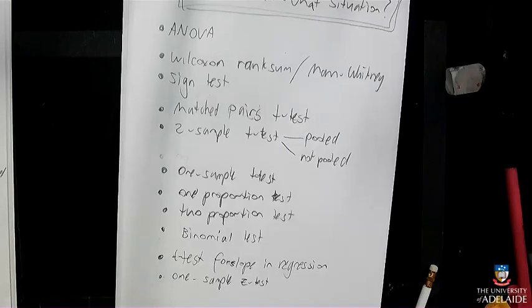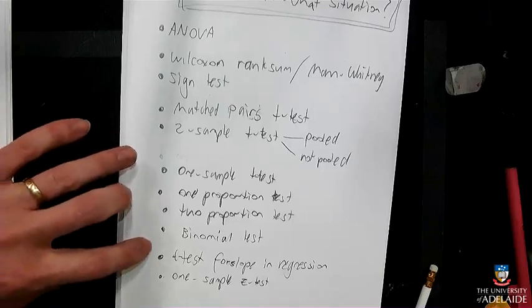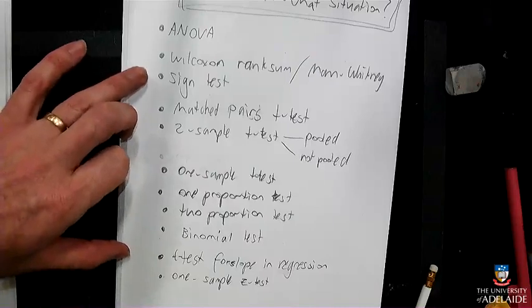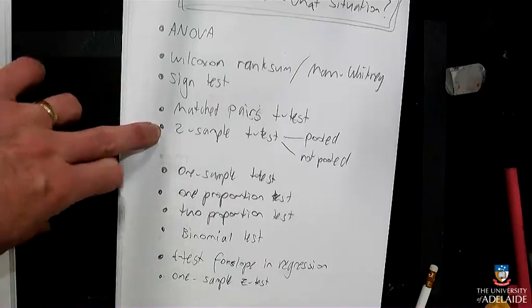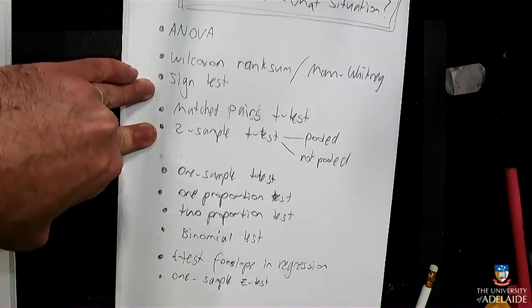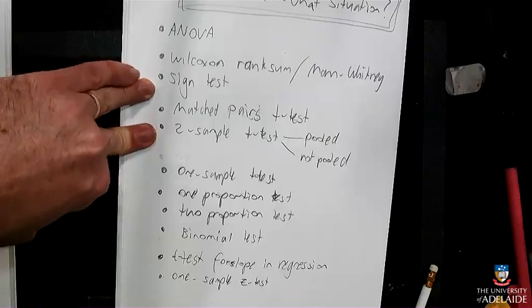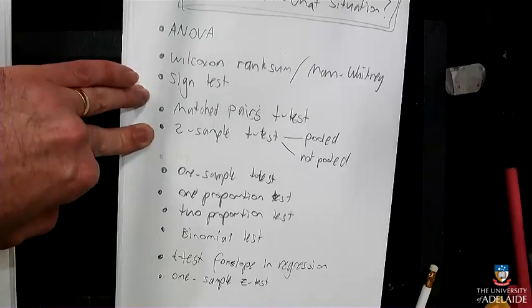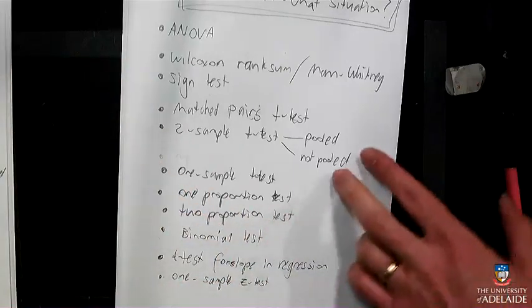Okay, so let's just ask the thing. What makes the two-sample t-test different from the paired t-test, the matched pairs t-test? I didn't hear, sorry. Variance? Ah. That's what makes these two different.